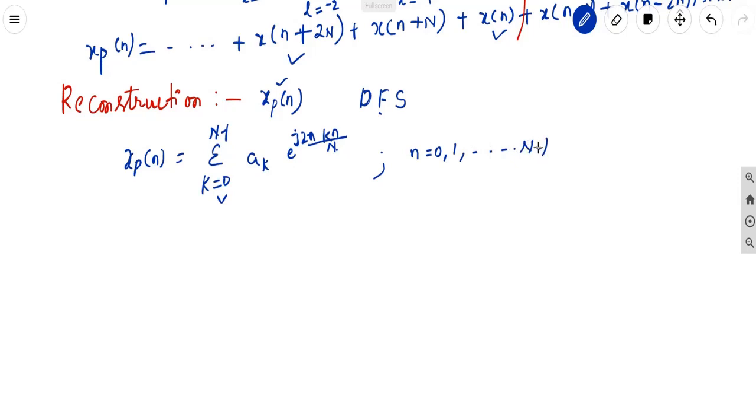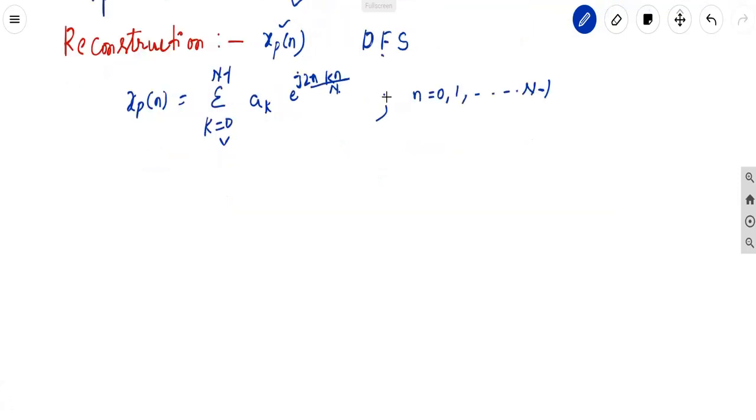Later in the problems also you can see the range of n and the range of k will be almost the same. So k also we are going to take from 0 to N minus 1, and small n also we are going to take from 0 to N minus 1, where N will be your number of samples. So we have defined here k and we have defined here n. This equation we will take as equation number 4.